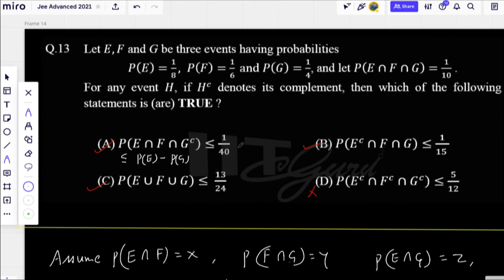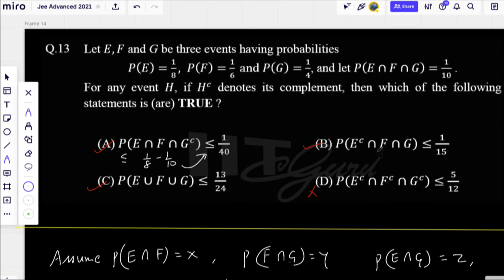So probability of E intersection F intersection G. So probability of E minus probability of E intersection F intersection G, you can say. So 1 by 8 minus 1 by 10, that is the intersection with not G. So better we write it this way, not G, that is 1 by 8 minus 1 by 10. So this will be less or equal to 1 by 40.